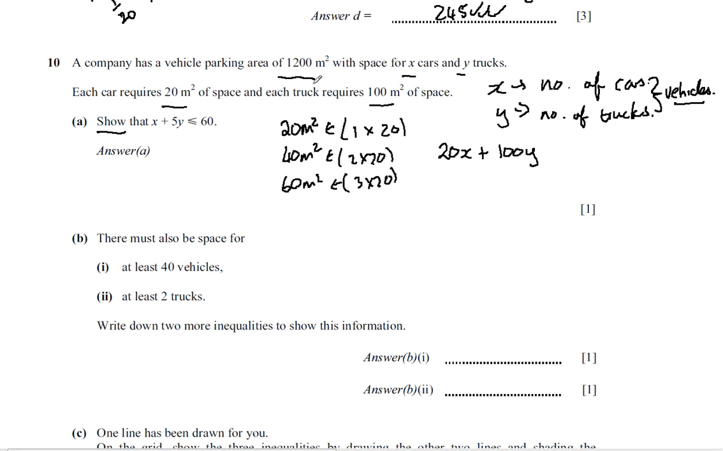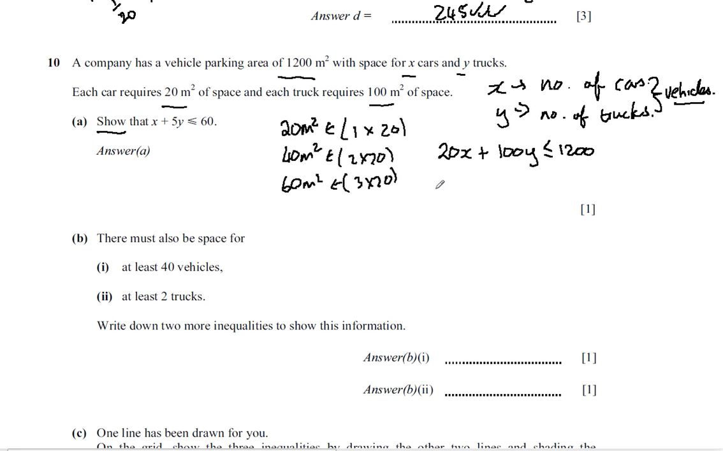But they say this space can be only up to 1,200 meters squared. That's how much space the cars and the trucks can take up. So that is the maximum value. So the cars and trucks can take up less than or equal to 1,200 meters squared of space, because we can have fewer cars in the space provided.